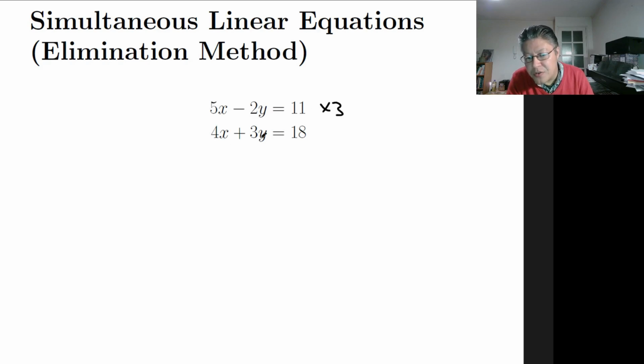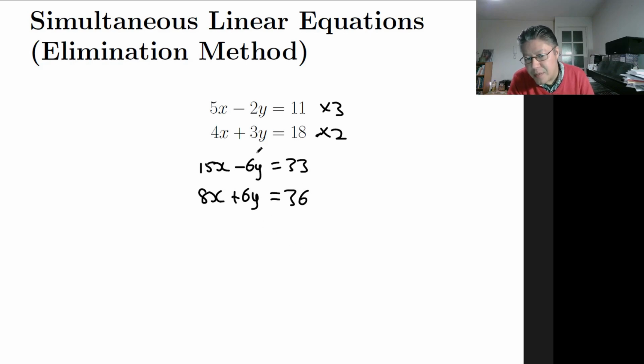And in the bottom equation, to make a 3y a 6y, we can times that by a 2. And when we say times by 3, we mean we have to times the whole equation by 3. So if I now do that, the top equation, if I multiply all three numbers by 3, we get 15x minus 6y equals 33. And if I times the bottom equation all by 2, the 4x becomes an 8x, the plus 3y becomes a plus 6y equals, and 18 times 2 is 36.